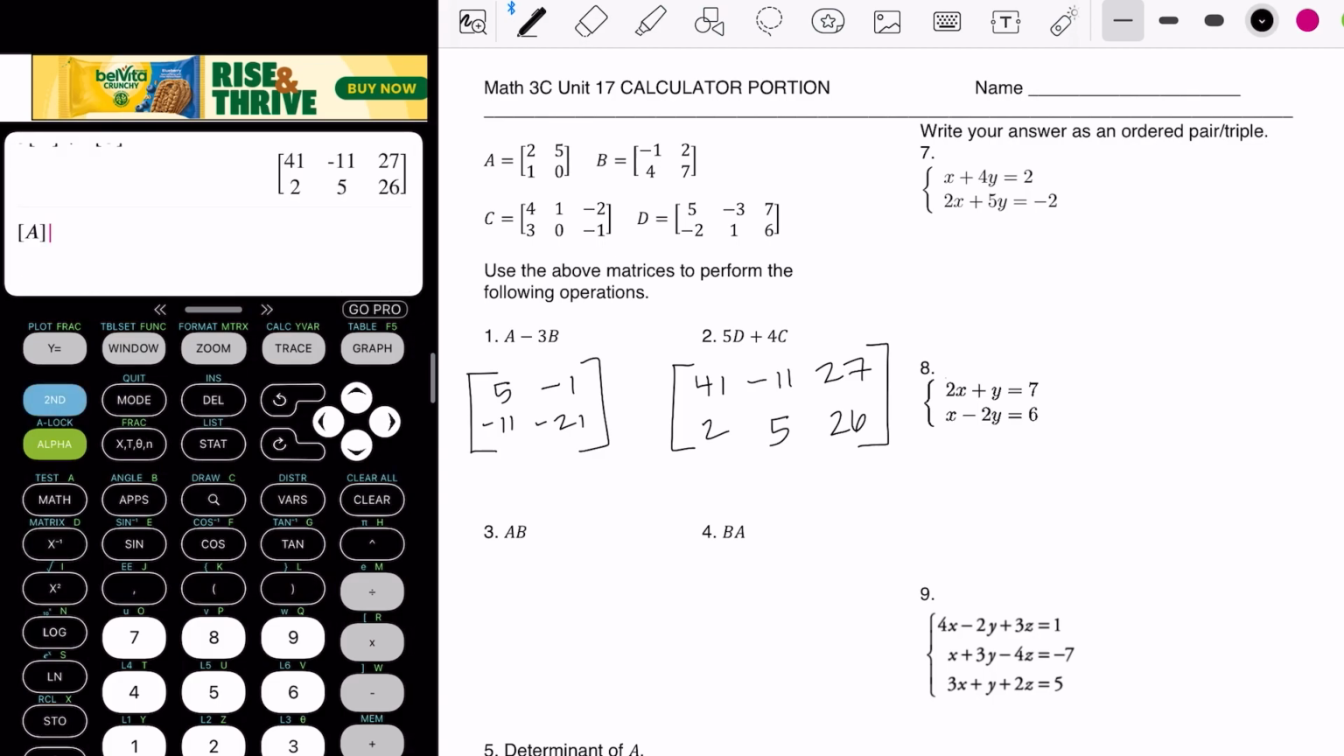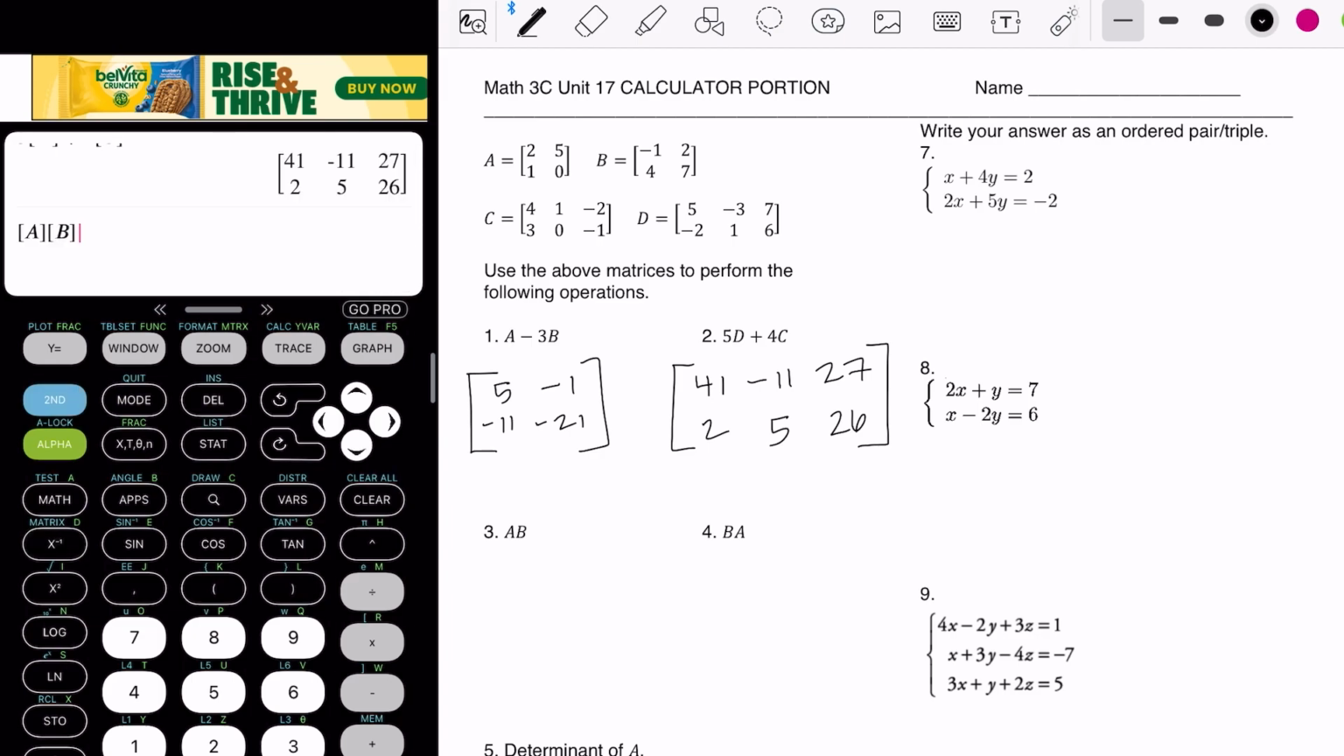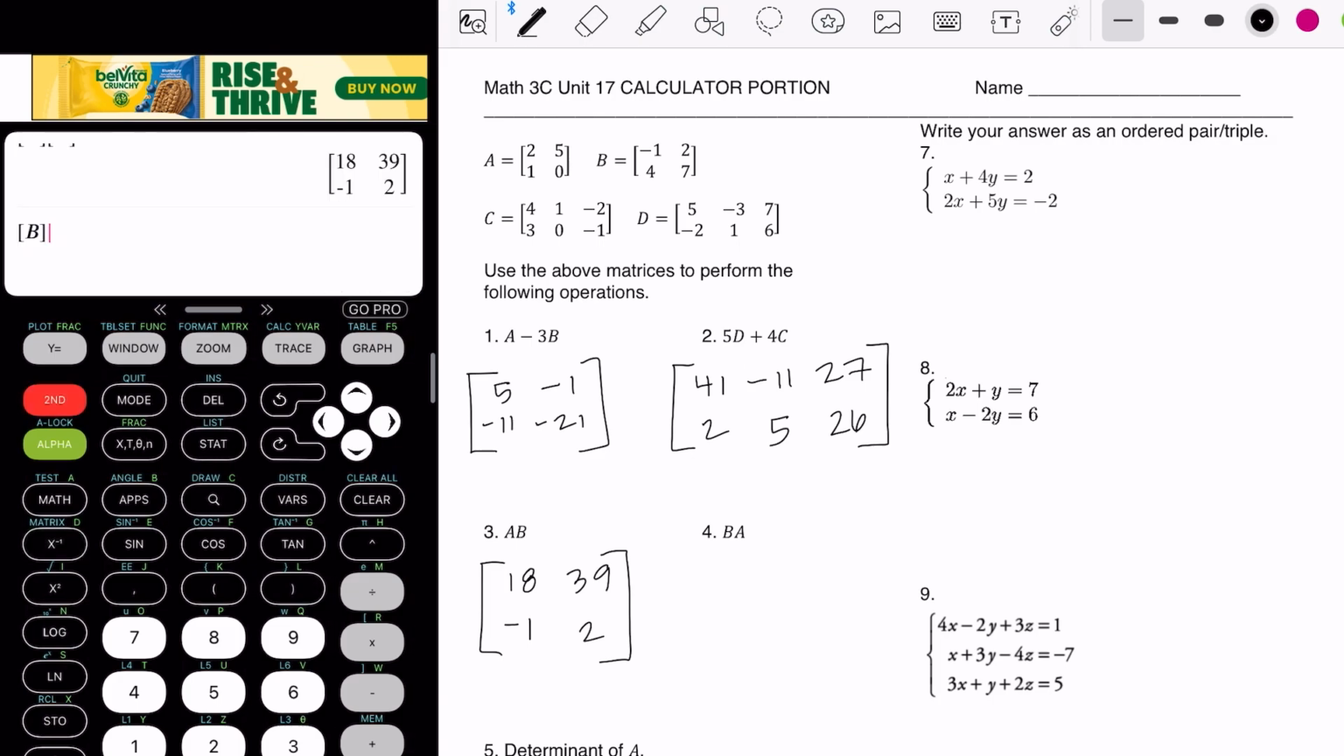So A times B. Remember, when you're not editing it, you just need to type it in. You just use names, and when you need to change the numbers, you use edit in the matrix app. And then now we have B times A. And we get to copy that down.